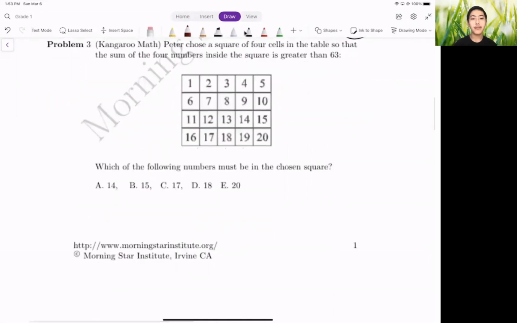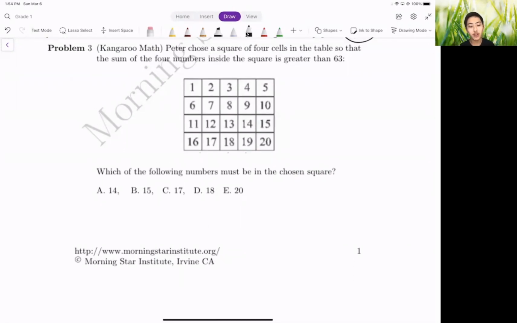Problem 3. Peter chose a square of 4 cells in the table so that the sum of the 4 numbers inside the square is greater than 63. Which of the following numbers must be in the chosen square? Number 1, 14, number 2, 15, number 3, 17, number 4, 18, and number 5, 20. We can play around with squares until we get 2 squares that are each greater than 63.